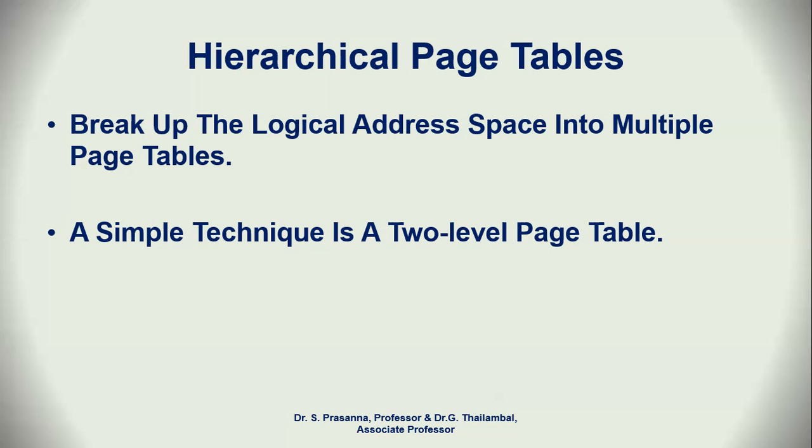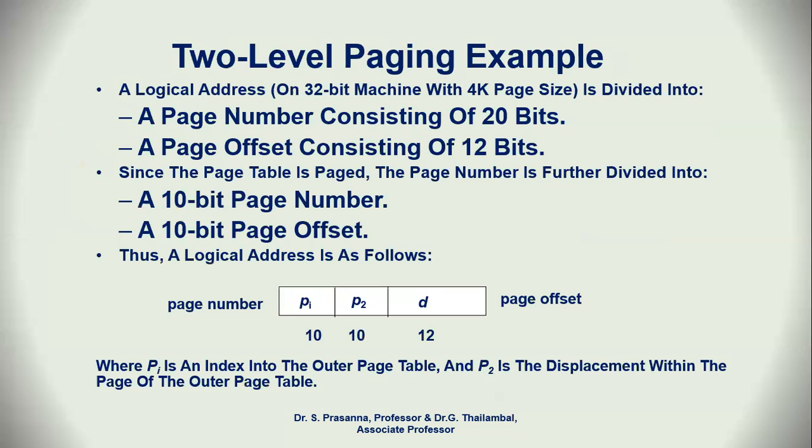So you can have any number of levels of page table according to your request, because if you have a large number of page tables, it is not easy for the CPU to search in the memory. So it becomes a tedious process. In order to avoid that, you are going to split up that page table into different levels, which we are going to see now. So this is an example for two-level paging.